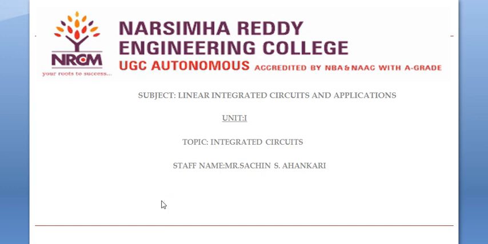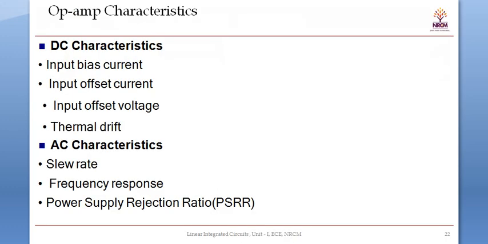So today in this session we will see about the AC characteristics of op-amp. There are three types of AC characteristics. The first is slew rate, the second one is the frequency response, and the third one is power supply rejection ratio. Slew rate is defined as the maximum rate of change of output voltage per unit time.